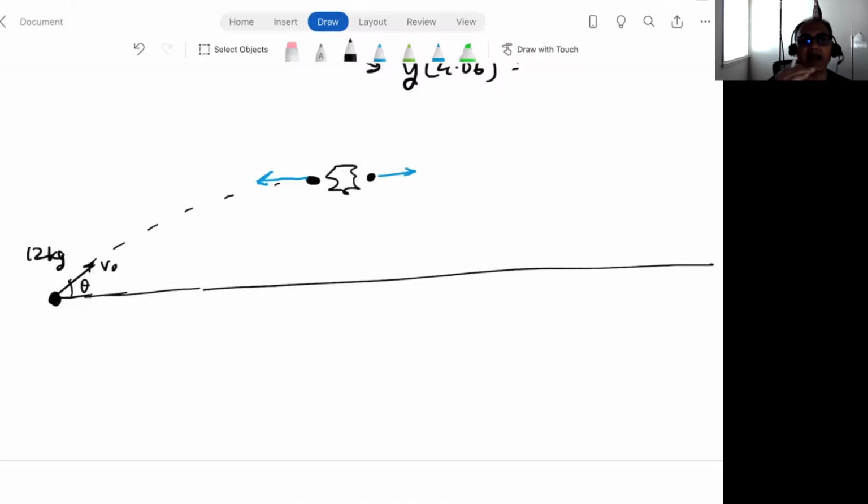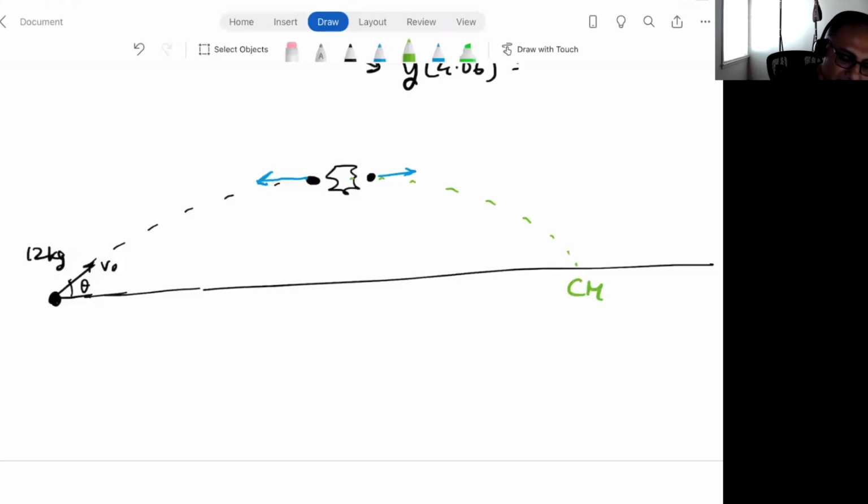Because the center of mass does not care about the explosion, right? The center of mass only responds to external forces. Explosions are always internal forces. So the center of mass, as we just discussed, will just proceed as if nothing happened. And magically the center of mass would end up exactly where the original bomb would have ended up if it had not exploded. So this is where the center of mass will be.